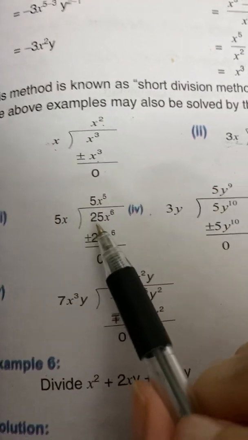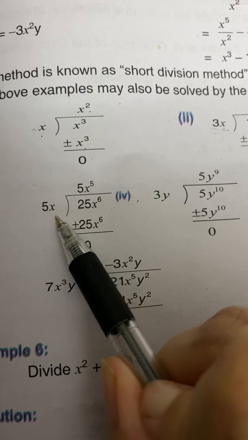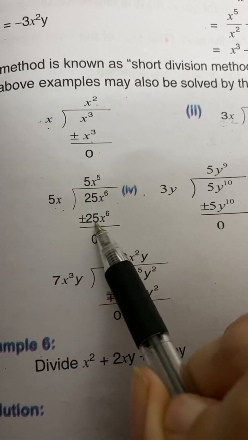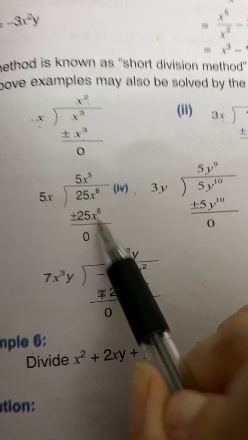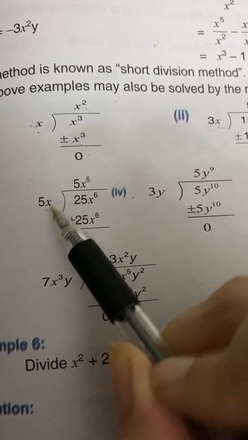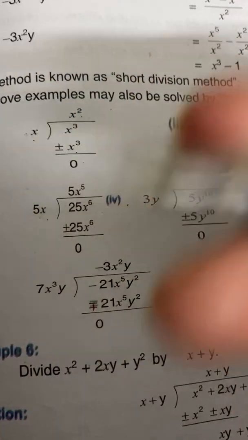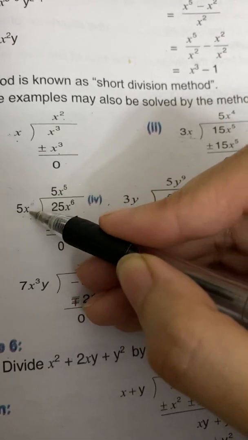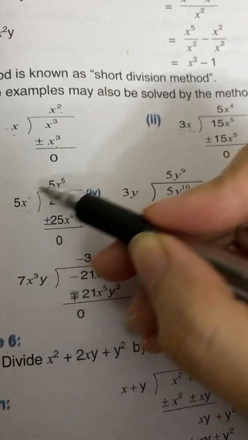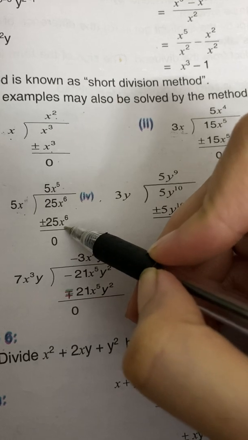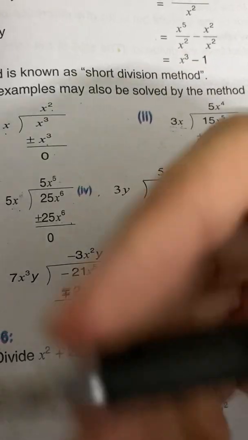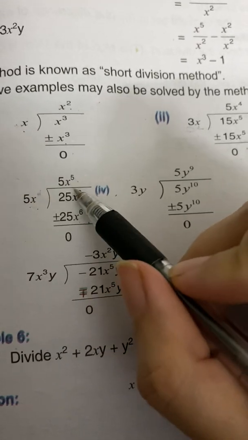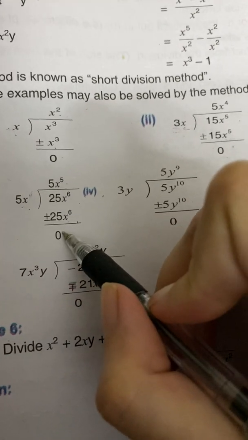We have 25x^6 divided by 5x. You know that when we multiply 5 by 5, we get 25, and we have to make this x^6. We have only one x, a linear power, a linear polynomial, because here the exponent is 1, so we have to make it x^6. So we will multiply it by x^5, because when the base is the same, we add the powers. So when we multiply 5x by 5x^5, it will be 25x^6.